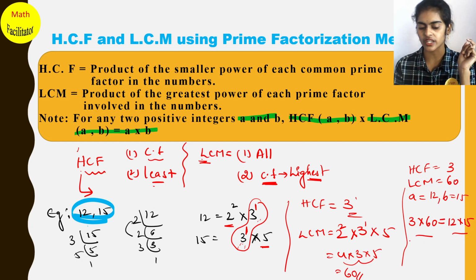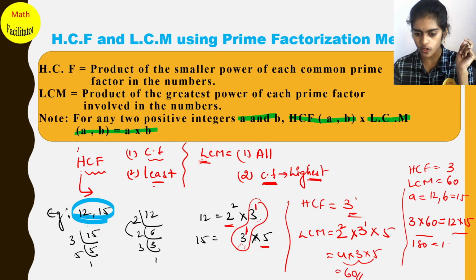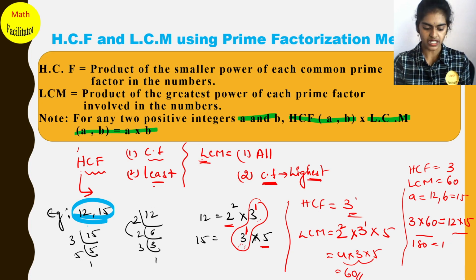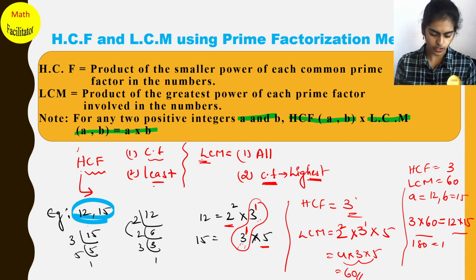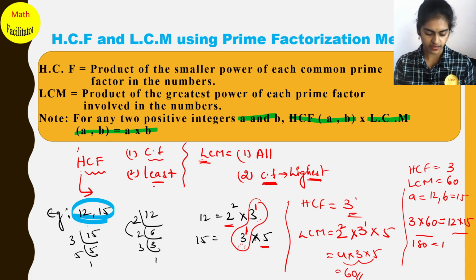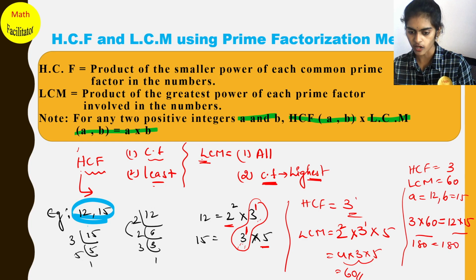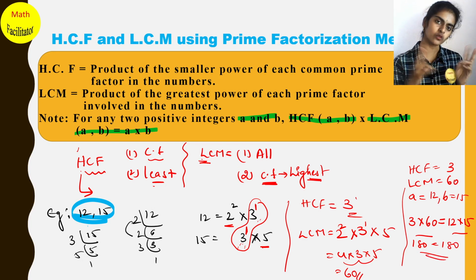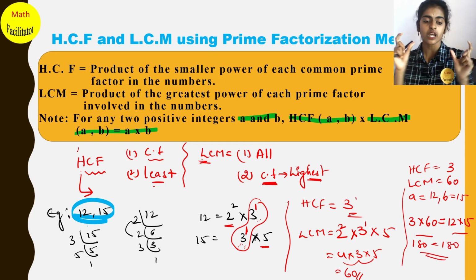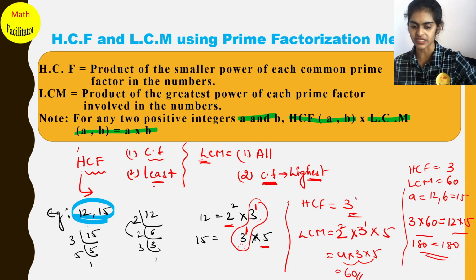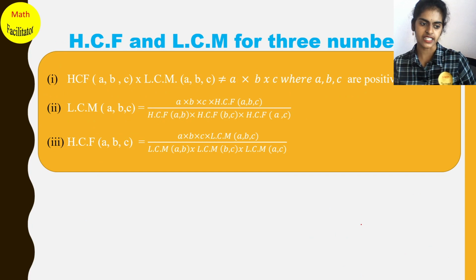So this is what you get. This is 180 and this is also 180. Yes or no? Just check. 12 into 15 is also giving me 180. Right? Absolutely. So this is the condition whenever two numbers are given to you: the product of the LCM and HCF of the two numbers is equal to the product of the two numbers. Clear? Let's move on to the next concept.